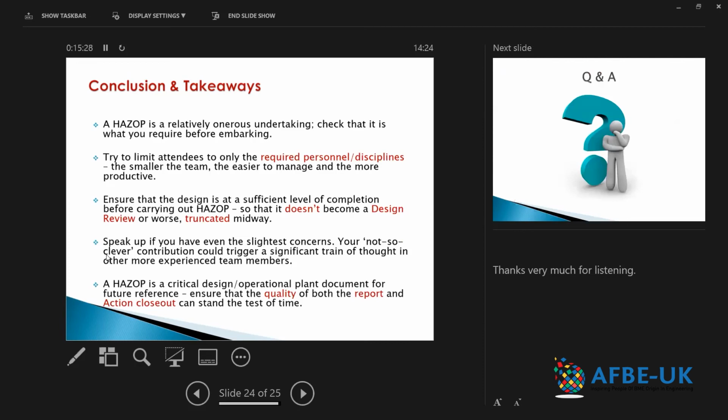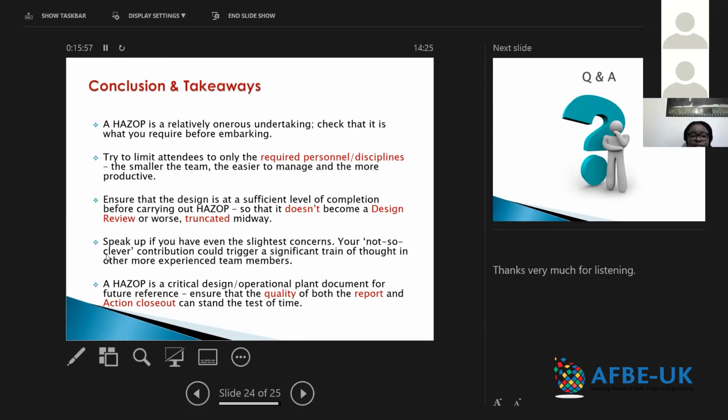Finally, a HAZOP is a critical design and operational plant document for future reference. So ensure that the quality of both the reports and the closeout of the actions can stand the test of time. If something happens, if there's a process safety incident, the HAZOP is the go-to document. So you want it to be able to stand in position almost. And obviously, if there's any operability problem with the plant, you want to be able to reference the HAZOP and get some kind of direction from it. So the quality has to be there.